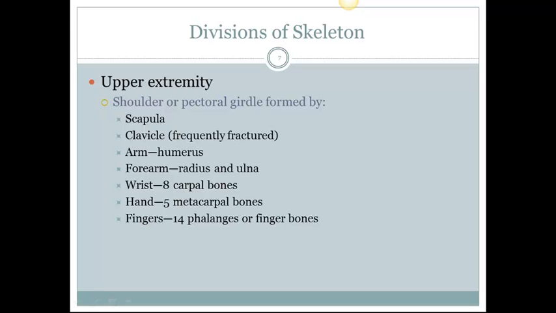The arm, or the humerus, which is the upper arm, attaches to the scapula at the proximal end and articulates with the two bones of the forearm, which are called the radius and ulna. The radius is on the lateral side and the ulna is on the medial side when the body is in an anatomical position. The radius rotates around the ulna, which helps us pronate and supinate our hand. There is also the wrist, which consists of 8 carpal bones, the hand, which has 5 metacarpal bones, and the fingers, which have 14 phalanges, or finger bones.